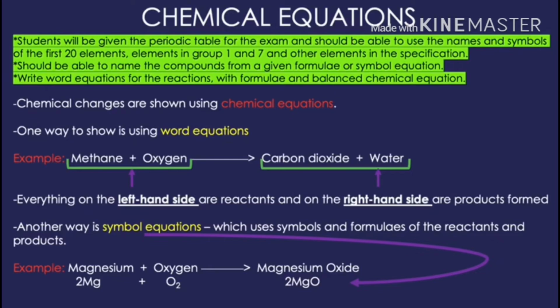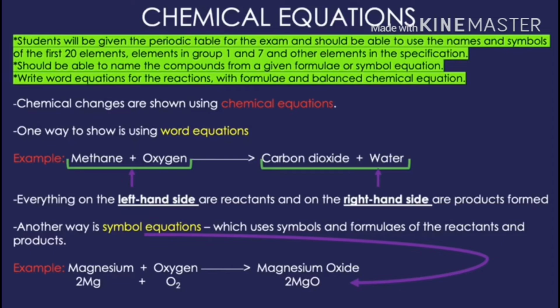On this slide, I will be demonstrating how chemical equations can be written. It might not make much sense at the start, but as we cover the other topics, it will become much clearer. So chemical changes are shown using chemical equations. One way to show this is using word equations. For example, methane plus oxygen gives you carbon dioxide and water. So everything on the left-hand side are reactants and everything on the right-hand side are products formed.